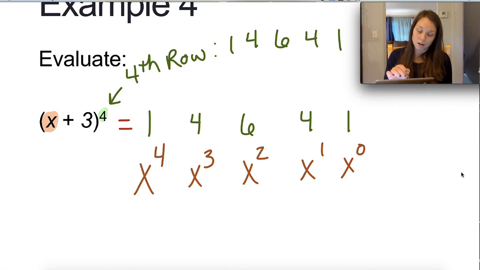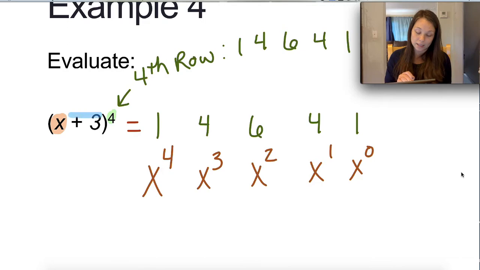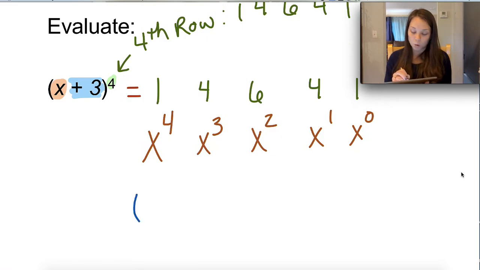After that, I'm going to take my last term, which in this case is a positive 3, and it's important to take whatever sign is in front of that number, and I'm going to raise it to the power of 0, and then I'm going to increase by 1.